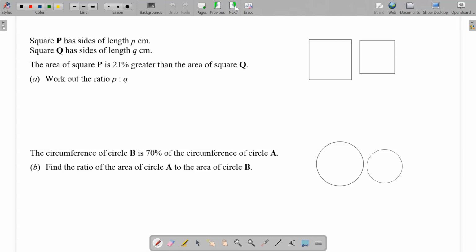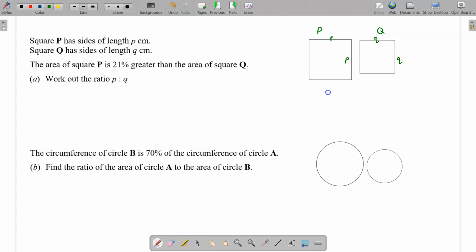So this one is about area and length scale factor adjustments. We have these two squares, P and Q. The dimensions of P are little p by little p, and this is Q by Q. We know that the area of this one is bigger than that one, and it's 21% bigger, which means it's 121% of the area of Q, or the area of Q times 1.21.